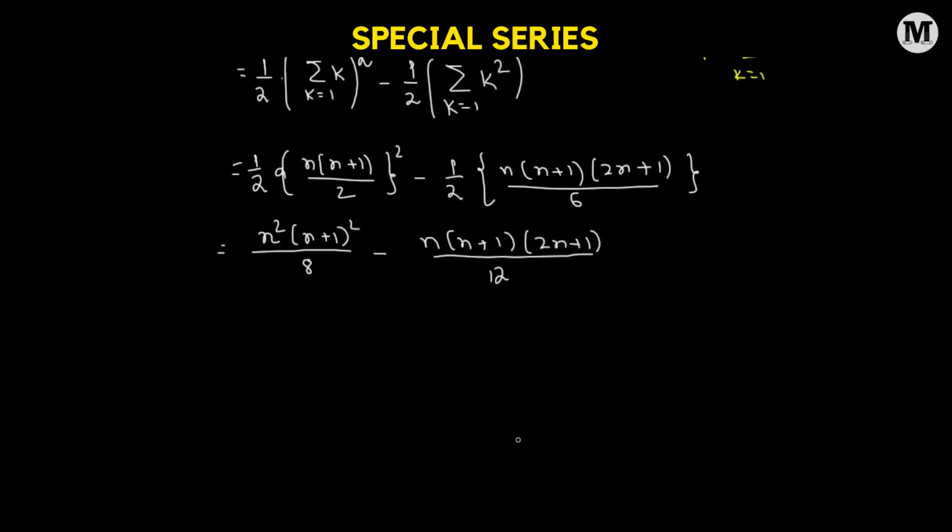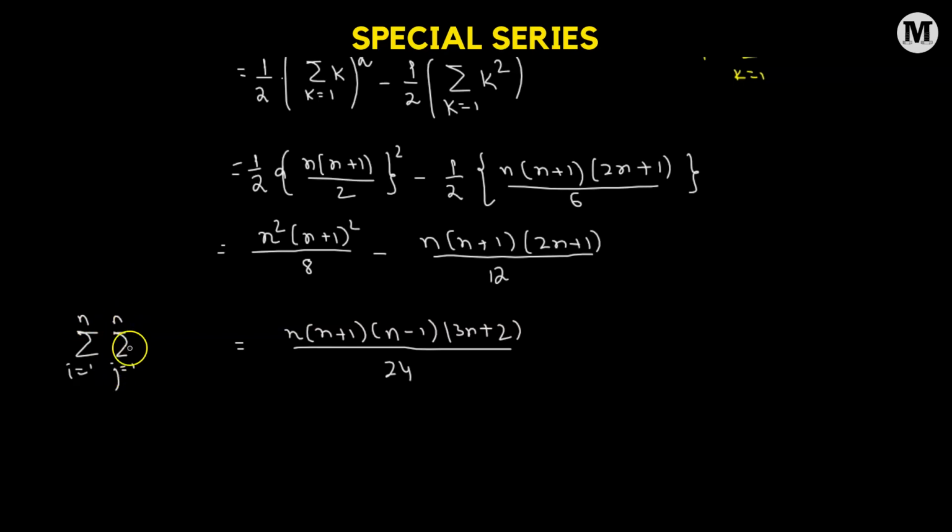Now we can combine each of the two terms. That's a very simple task which I am leaving as an exercise for you to try out. This is going to give us n times n plus 1 multiplied to n minus 1 times 3n plus 2 whole divided by 24. So this is the summation with i going from 1 to n, summation j going from 1 to n, i not equal to j, xi xj. So this is going to give us the sum of the possible products of the first n natural numbers taken 2 by 2.